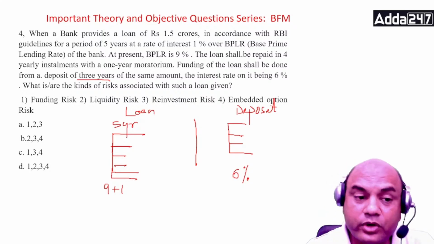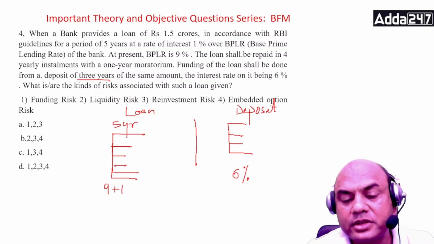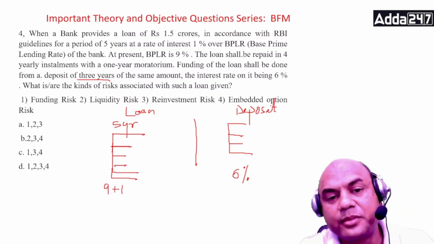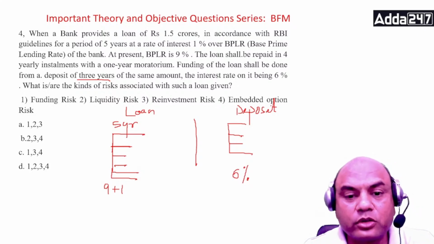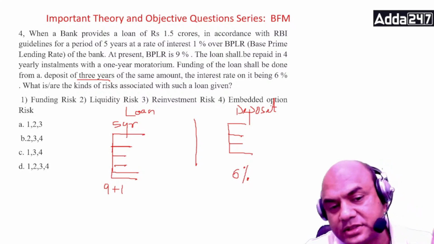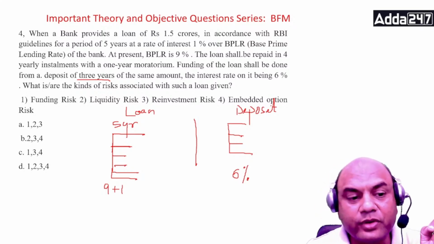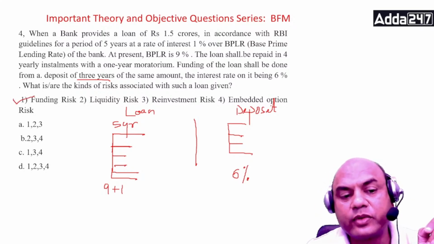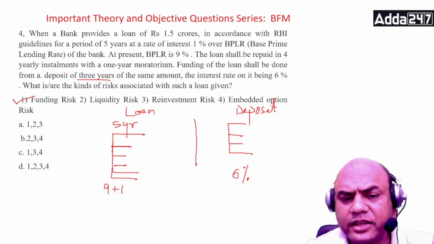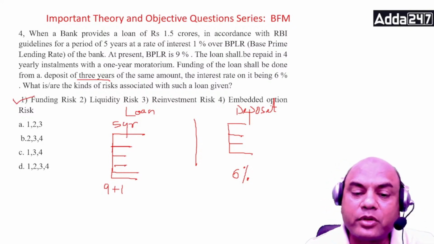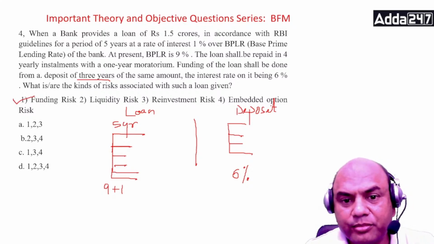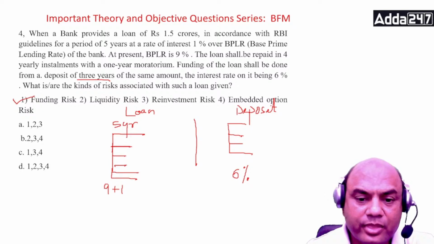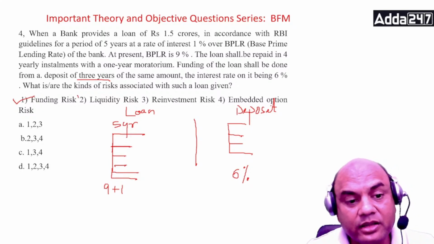Of course funding risk will be there, because this depositor will come to me after 3 years. Once this person comes to me after 3 years, from where will I pay that customer? Because the loan holder will give me the money after 5 years. So funding risk I will be facing. Second, liquidity risk. Yes. Liquidity risk is that I am not able to pay the depositor the principal because of the lack of funds.